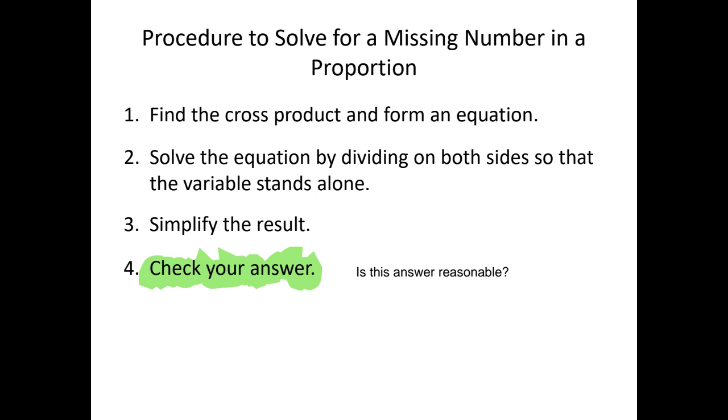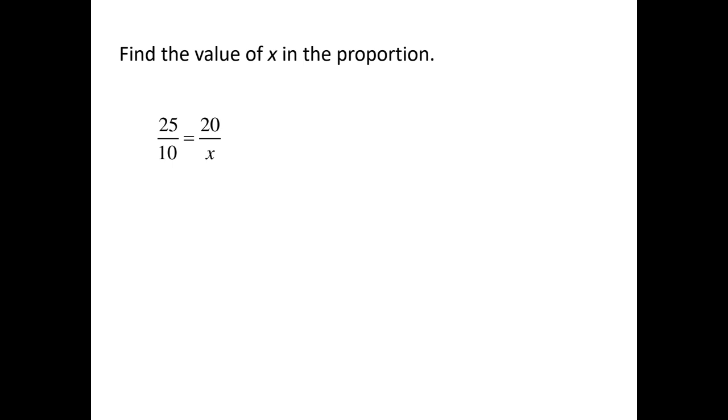Now, we're going to cross multiply, and we're going to form an equation. That means it's got an equal sign in it. Then we're going to divide both sides so that the variable stands alone. Okay. Well, it's easier to show you than it is to tell you. Well, here we go. This is saying find x. Well, notice x is down here.